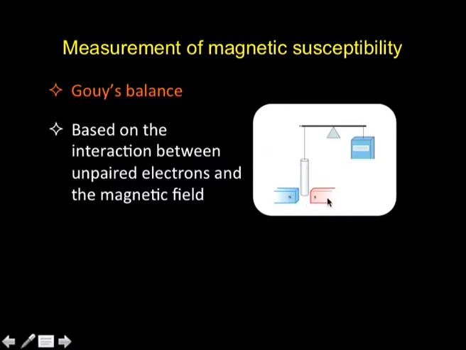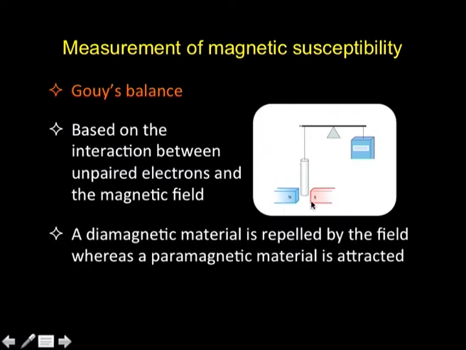We get the weight, and then we generate a magnetic field. When you generate the field, two things can happen: the magnetic material contained in the sample tube is either repelled by the field or attracted by the field. If the material is diamagnetic, we will talk about this in little more detail later, the magnetic field repels it, and the weight becomes lesser. On the other hand, if the material is paramagnetic in nature, it will be pulled in by the field. As a consequence, the weight displayed on the scale will be higher.